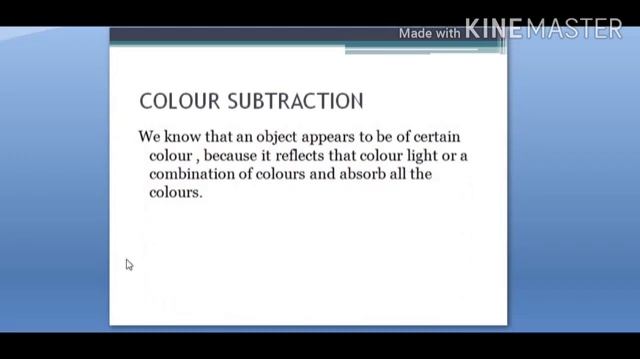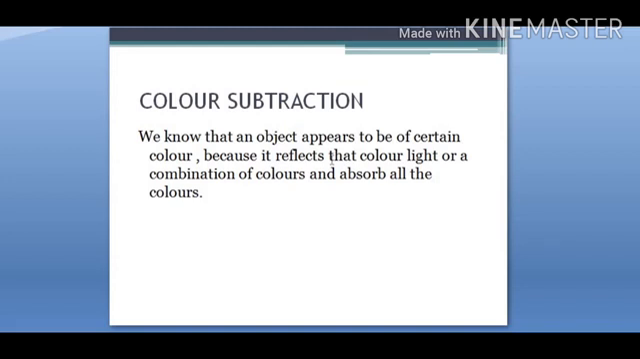Okay, color subtraction. After discussing color addition, we'll discuss color subtraction. Don't worry, there is only color addition and subtraction, no color multiplication and division. In color subtraction, we know that an object appears to be a certain color because it reflects that color of light, or a combination of colors, and absorbs all the other colors.